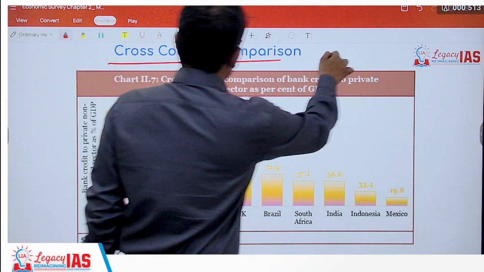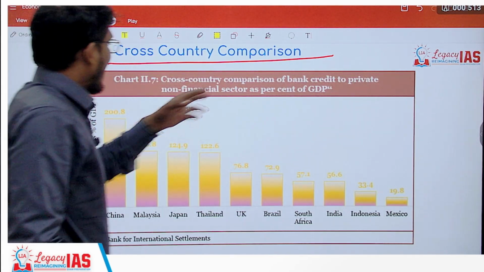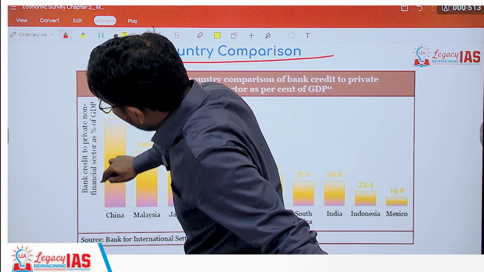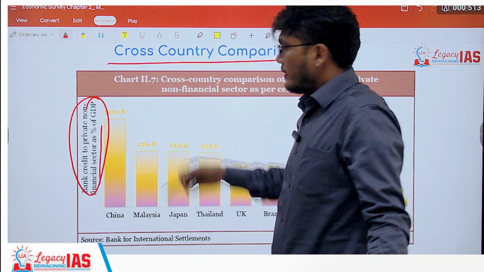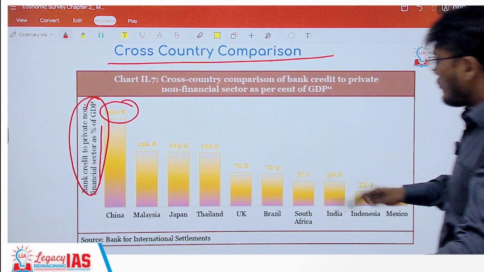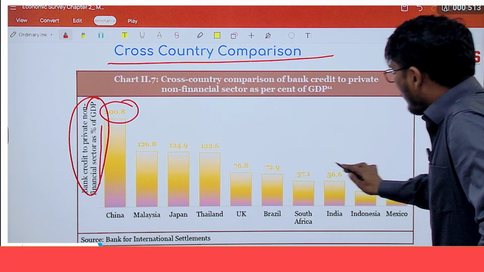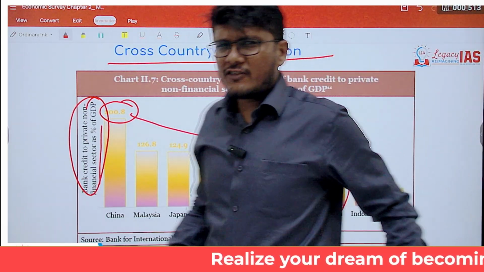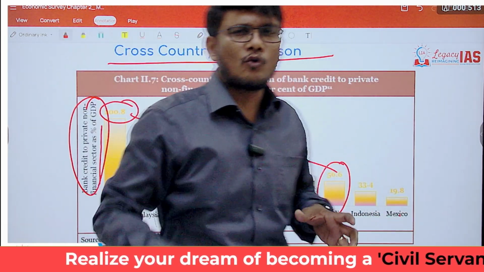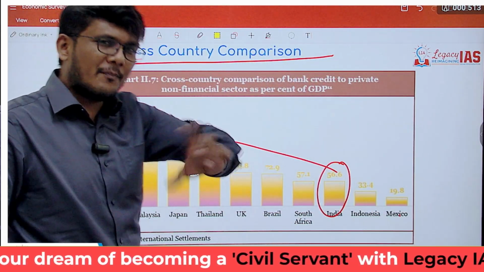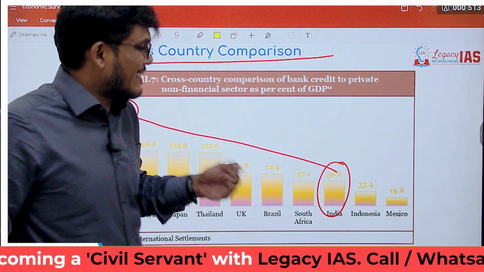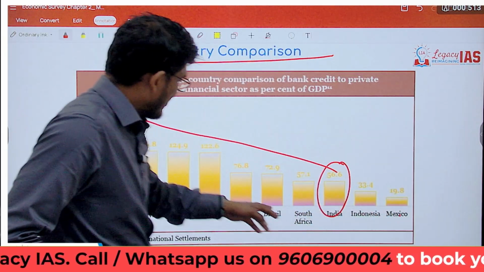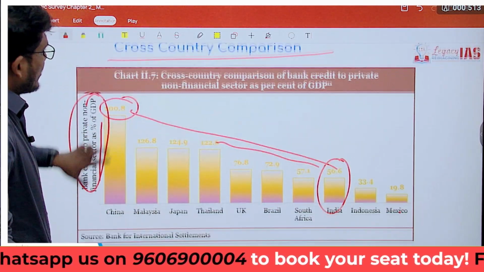Now, if you look at the cross-country comparison with respect to bank credit to the private non-financial sector as a percentage of GDP, look at China. China gives around 200%. India is not doing that great, but still India is ahead of Indonesia and Mexico, though we are quite less as compared to China. However, China is such a big economy and there are so many other issues over there. So a direct comparison may not be justified, but we still try to compete with the big players, and we are doing well with respect to some other countries, but there is still a long way to go to catch up here.